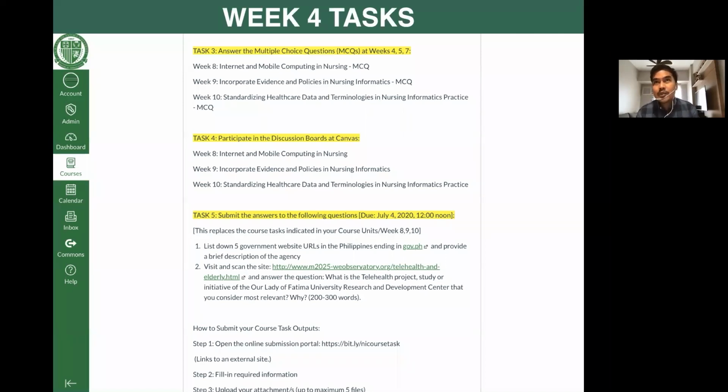For most of the websites, the extension is .com because .com pertains to computer. Okay? .net refers to internet. .gov meaning it's a government website, and .edu is a website that has something to do with education or educational institutions. Okay, so for this course task, you just need to list down 5 websites that end in .gov.ph. So meaning that is a government website in the Philippines, and just give a brief description of the agency.